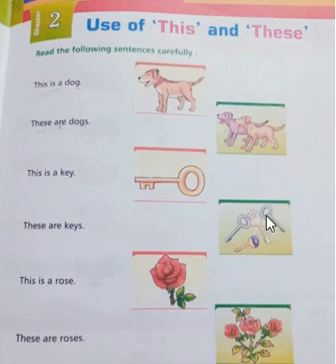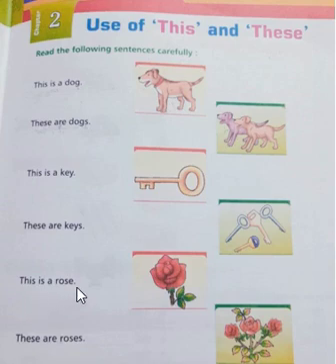See how many keys are there in this box? 1, 2, 3, 4. They are 4 in number and they are many. When the thing is more than one, we use these. And with these we will use are rather than is. Okay students, now let's read the next sentence.